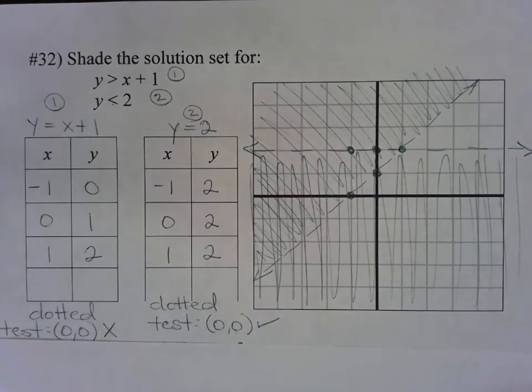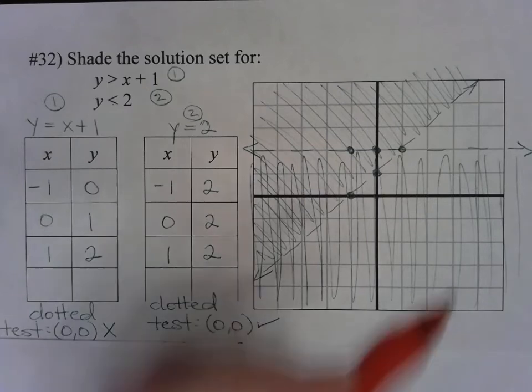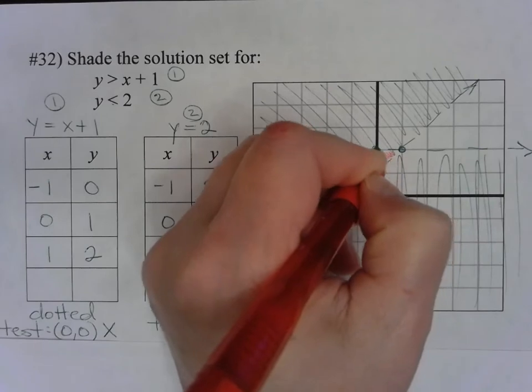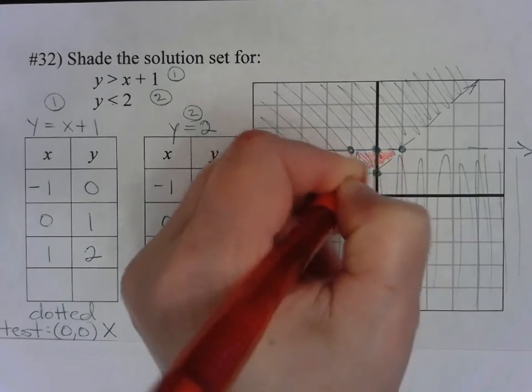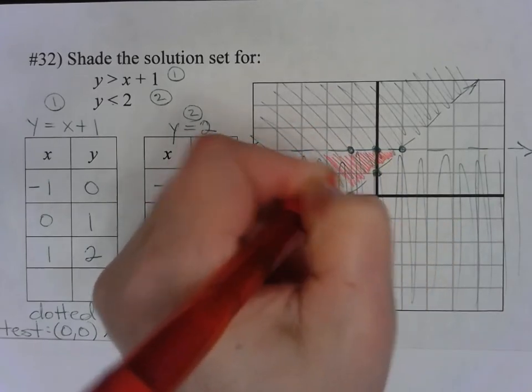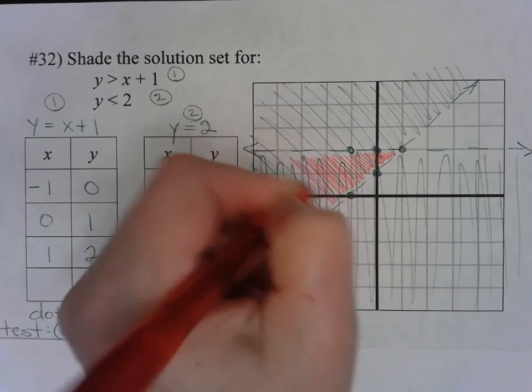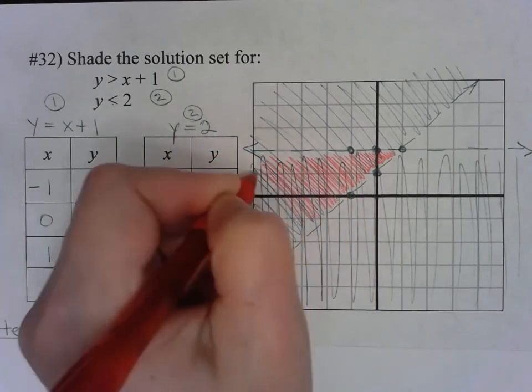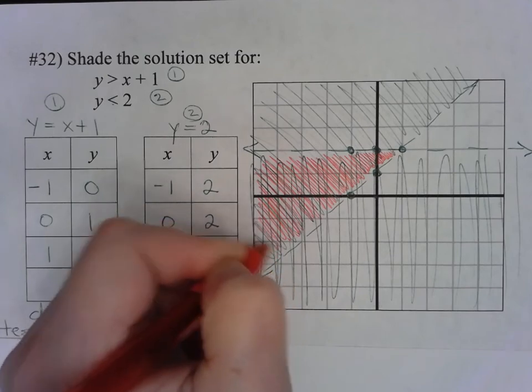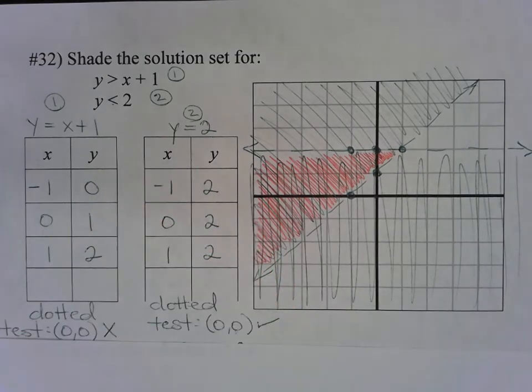Okay, now that I've shaded twice, you can see where the shading overlaps. It's not a bad idea to help your teacher out and make that part the darkest so she knows for sure what your answer is. Okay, so this kind of triangular wedge would be the final answer.